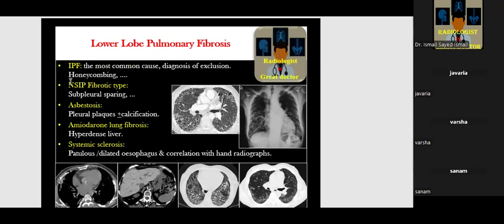Other differentials may be related to the CT scan. If hyperdense liver and cardiomegaly, think of amiodarone toxicity; calcific plaques, asbestosis. Dilated esophagus in the lower chest, think of scleroderma and so on. You have to think in this way: upper or lower lung fibrosis.